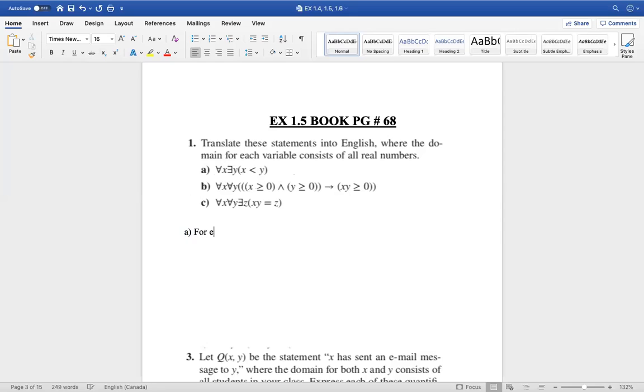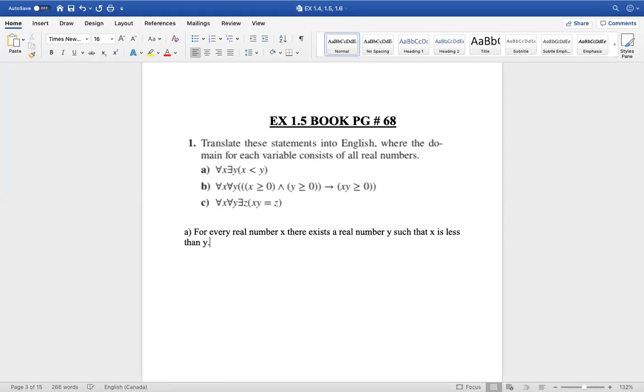We will be saying, for every real number, because our domain is real numbers, for every real number x, there exists a real number y such that x is less than y. So we say for every real number x, represented by the for all x quantifier, there exists a real number y, represented by the existential quantifier. And then we just translate the statement into English: x is less than y. Pretty straightforward.